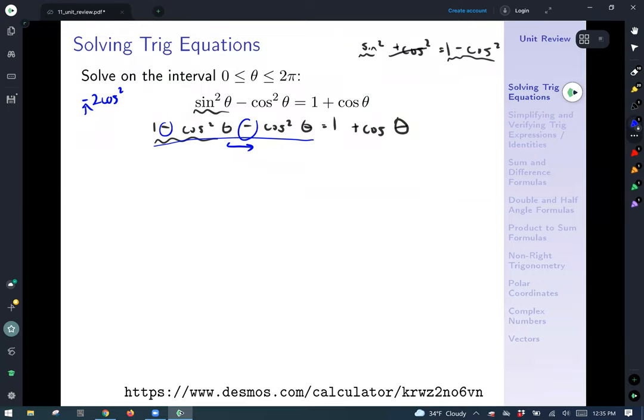So moving everything to the right, we're going to get one cosine squared and another cosine squared added over gives us 2 cosine squared of theta. And then I've got that positive cosine of theta that's already on the right. And then I have this one, but as I subtract that one, that's going to add to 0. Doing the same thing over there, it's going to actually add to 0. So I'm going to be left with 2 cosine squared of theta plus cosine of theta equals 0.